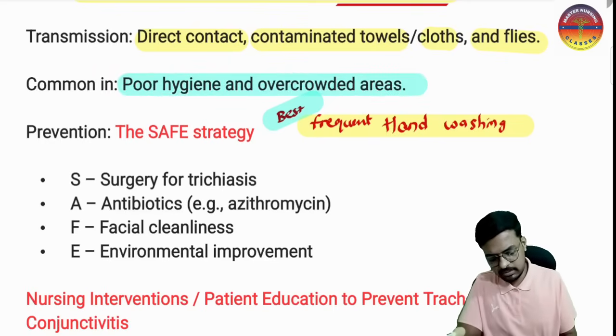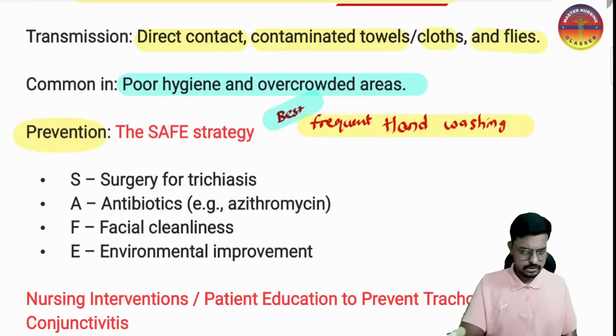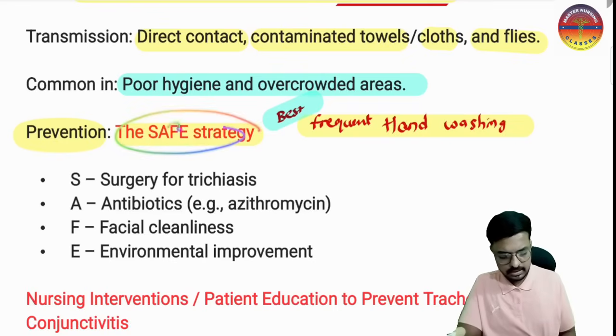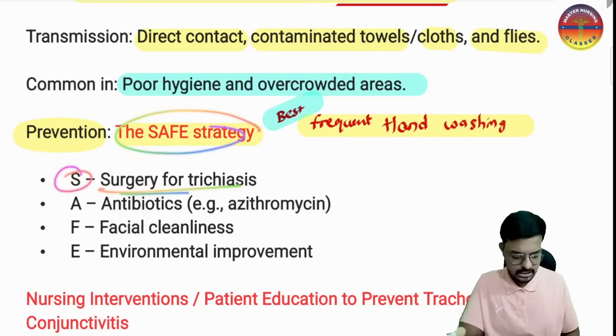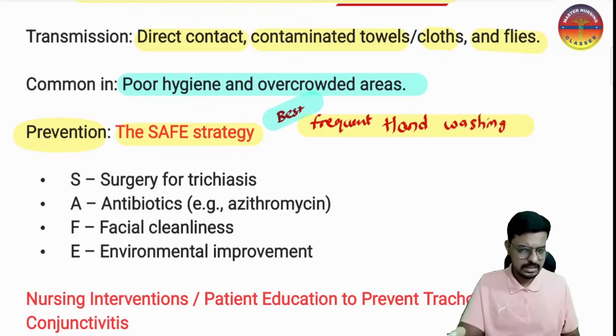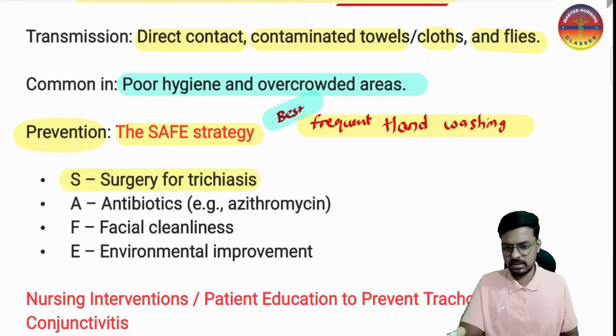So we have a treatment strategy to prevent trachoma. That is the SAFE strategy. What is the meaning of the SAFE strategy? Here S stands for surgery for trichiasis. Inward turning of the eyelashes continuously irritates the conjunctiva. You make it turn outward, otherwise it will cause blindness by damaging the sclera and cornea. So the first one is surgery, which we do for trichiasis.